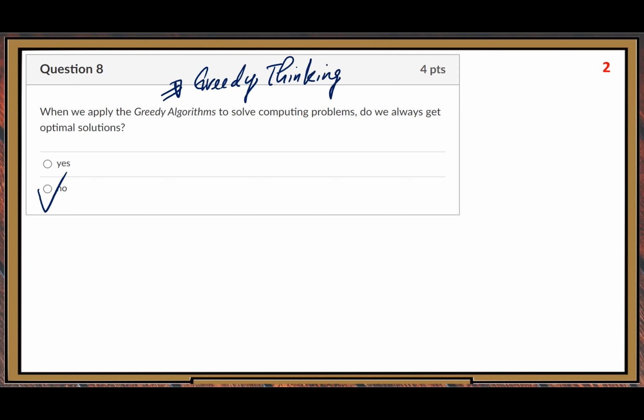What is greedy thinking? If I use another way to represent it, in problem solving, you need to work in many steps. At each step, find a local optimal solution.